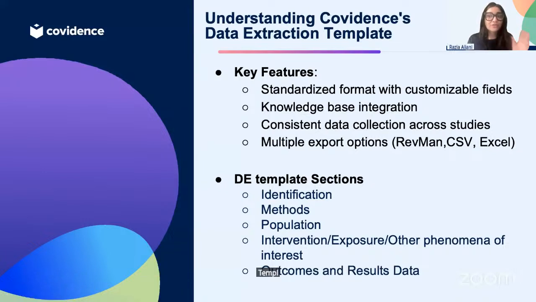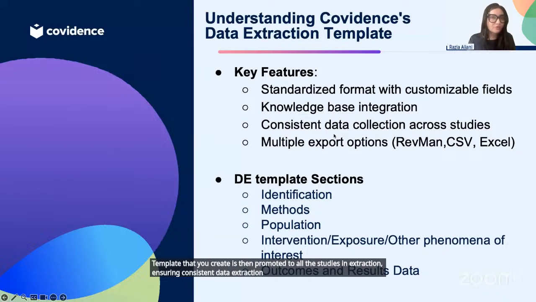The template that you create is then promoted to all the studies in extraction, ensuring consistent data extraction across your reviews. Finally, there are multiple export options, so you can export to RevMan 5, RevMan Web, or export as a CSV or an Excel. The Covidence template is organized into 5 main sections: identification, methods, population, intervention (if it's an intervention review), exposure (if it's an exposure review) or other phenomena of interest, and the last section is the outcomes and results section.